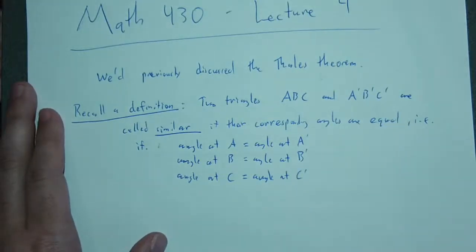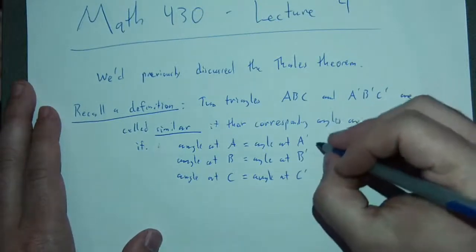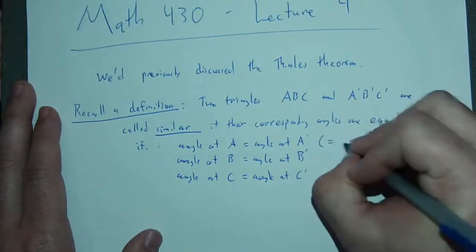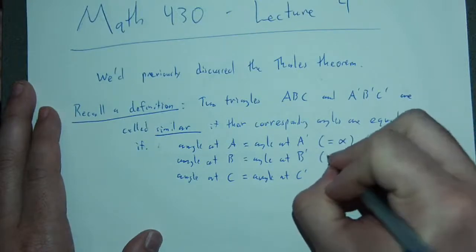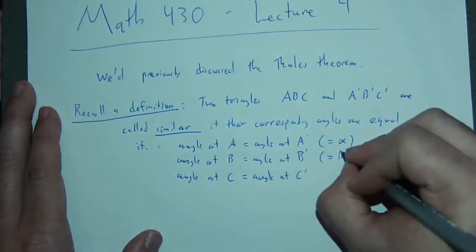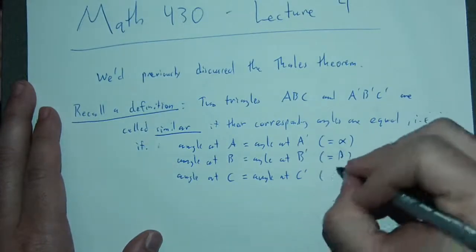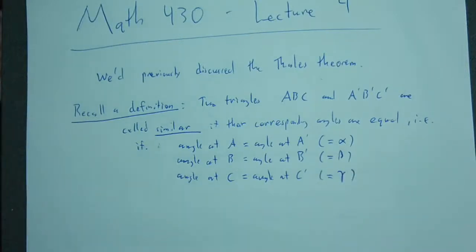Now, once we've written all these things, for the sake of the diagram that's coming up, we'll call the angle at A and A prime alpha, the angle at B and B prime beta, and the angle at C and C prime gamma. Now, this is the definition of similar triangles.